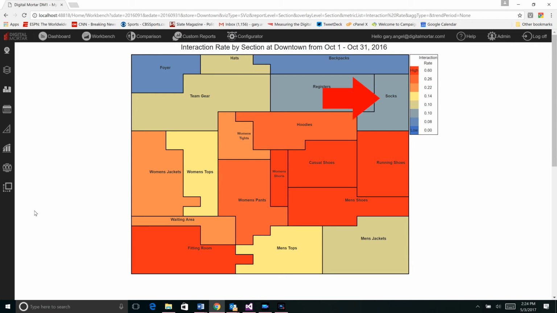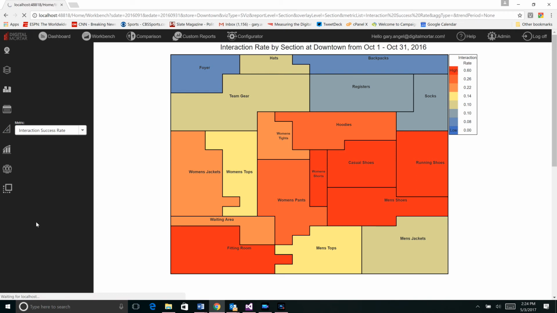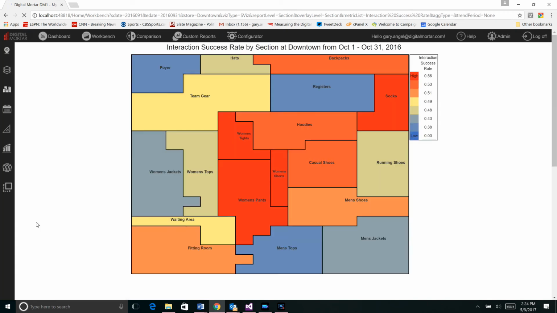Well, backpacks and socks. What's interesting is that if I look at the success rate, I can see that both those areas were actually places where interactions did drive sales. With socks, that might well be spillover from the shoe section, but it's worth considering whether backpacks might deserve more associate attention. Similarly, I can see that women's jackets, a hotbed of interactions, isn't very successful, and that of the shoe areas, running shoes is less successful than casual and men's shoes.